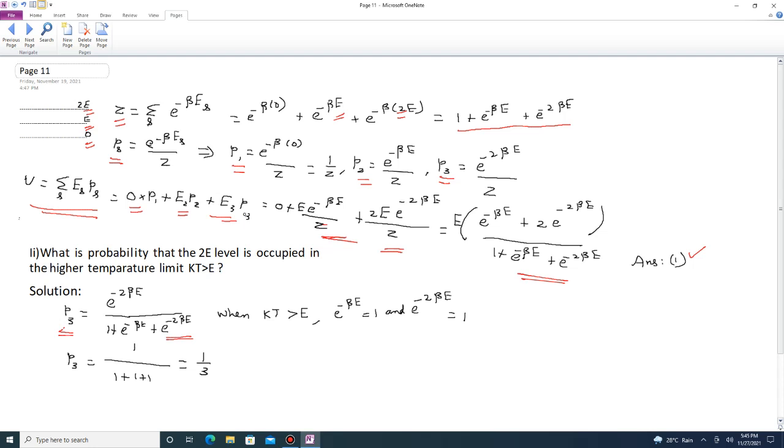When kT is greater than E, what is e power minus beta E? Beta is 1 by kT, and kT is very large, so beta E tends to 0. Therefore e power minus beta E must be 1, and e power minus 2 beta E is also 1. Once we substitute, this value P3 becomes 1 by 3. So this may be calculated.